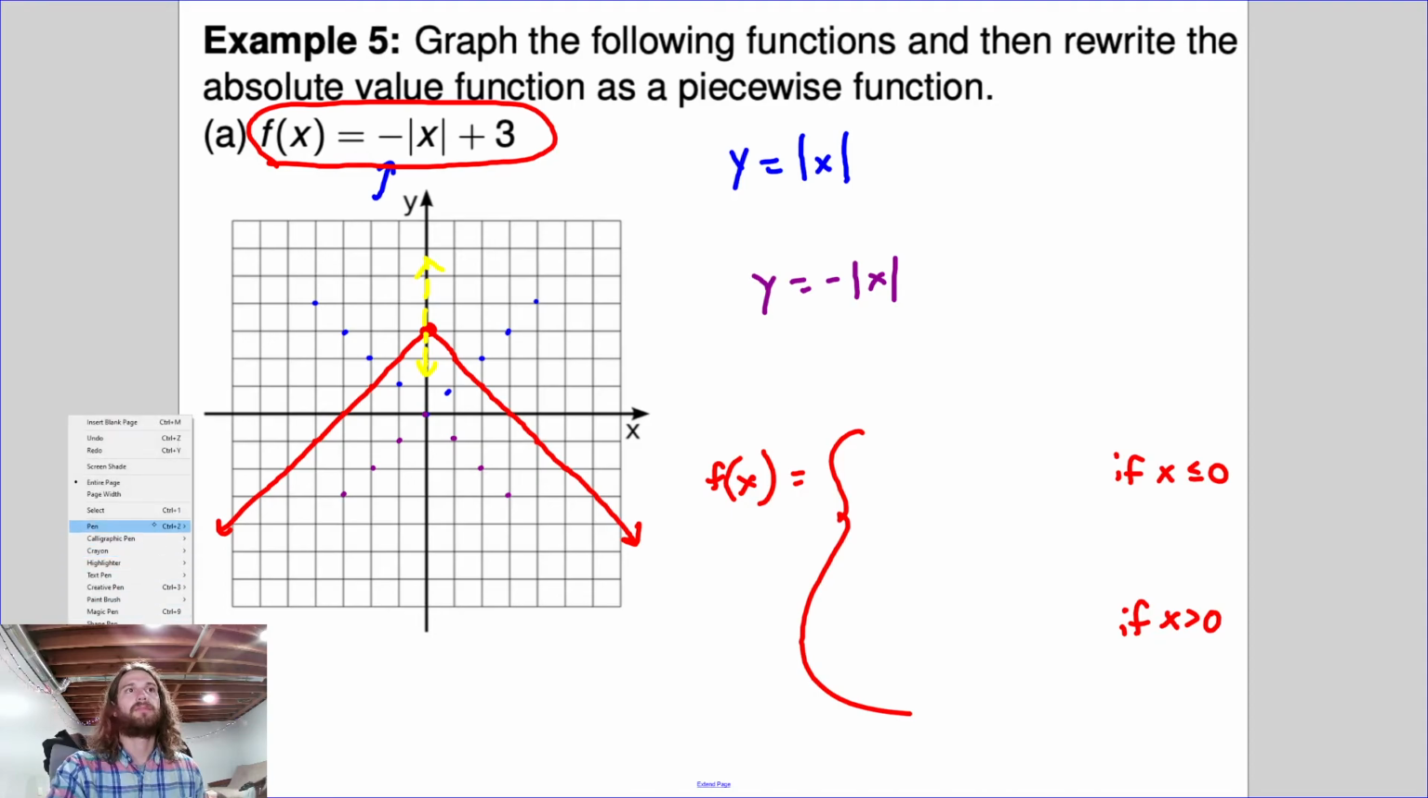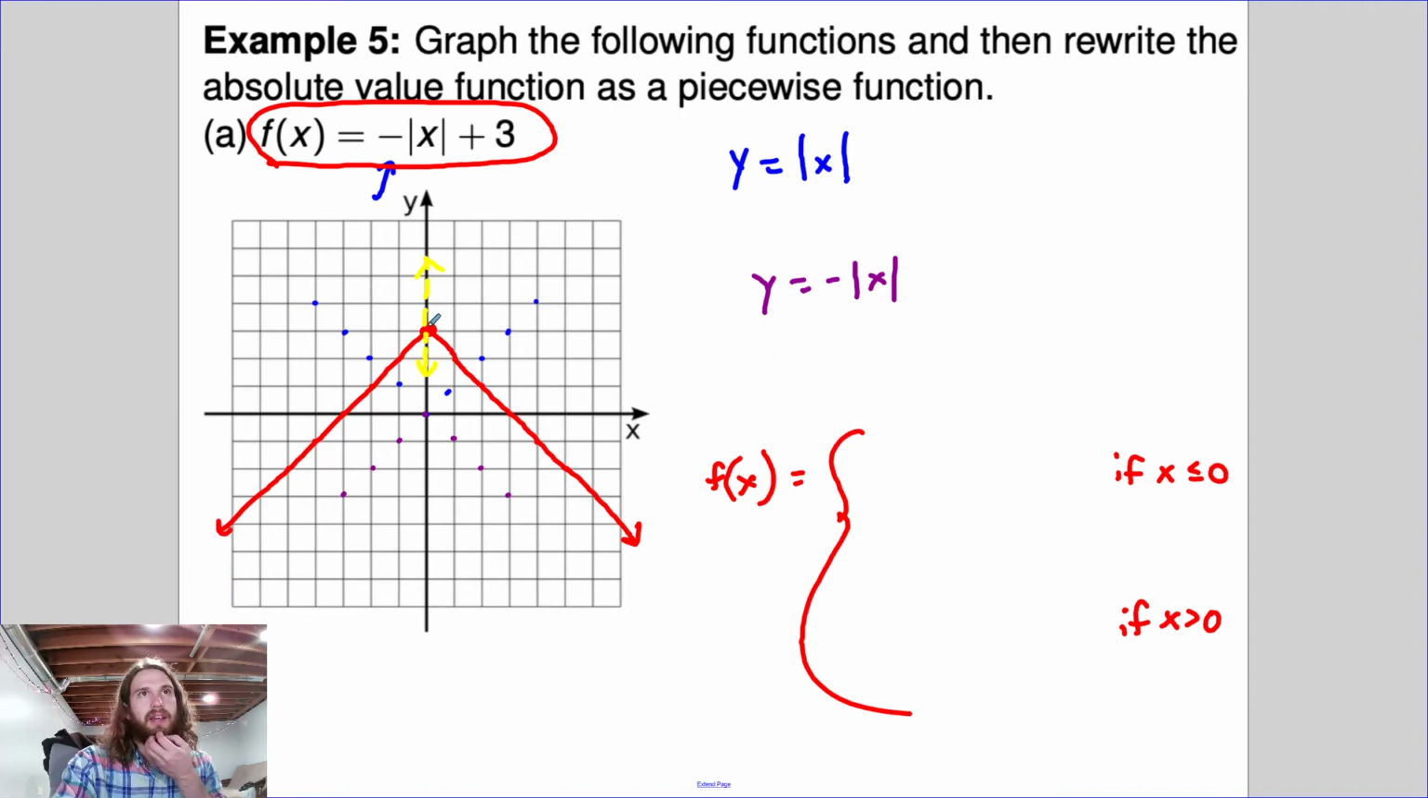Okay, so for the one on the left, where x is less than 0, it's a line with a slope of 1. So we write x, and it's got a y-intercept of 3. And then the line on the right also has a y-intercept of 3. Following y equals mx plus b, but it's got a slope of negative 1. So that's how you do this. You basically just draw the graph of the absolute value, cut it in the middle, and write it as the equations of two different lines. Wherever the vertex is, where it turns around, that's going to be your boundary.